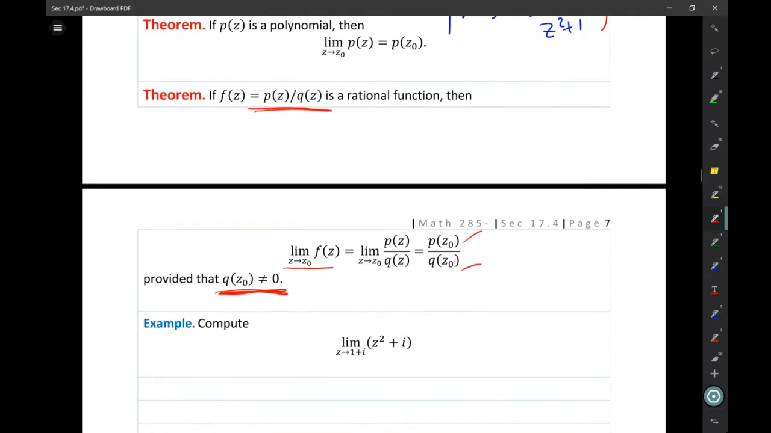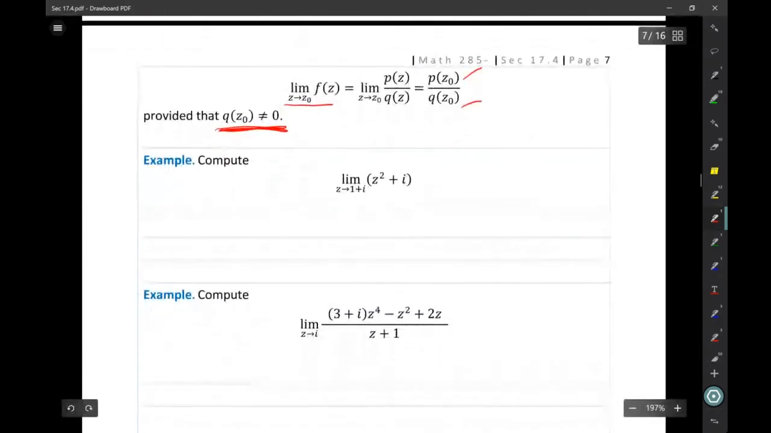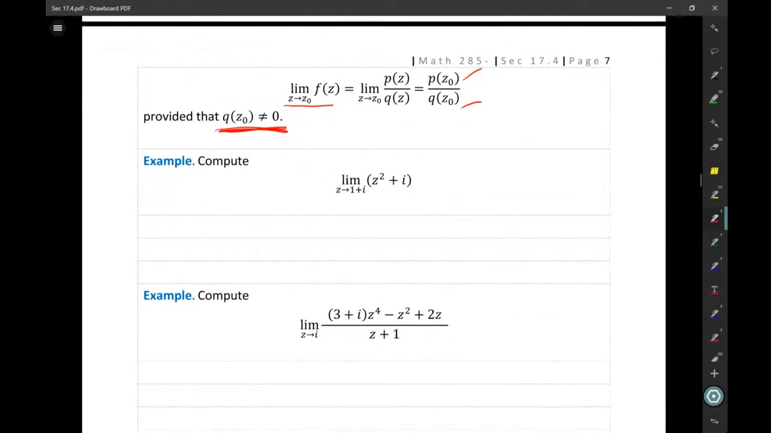Okay, let us see some examples about the limits. Compute the limit of z squared plus i where z approaches 1 plus i. Now you notice that z squared plus i is a polynomial.